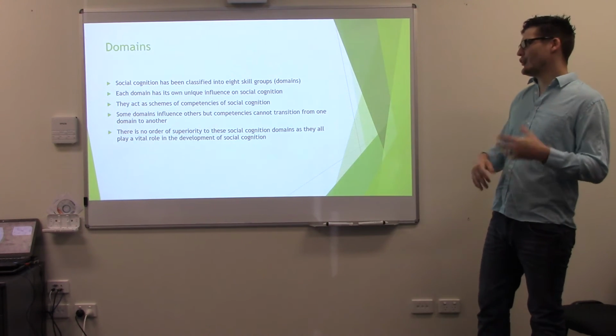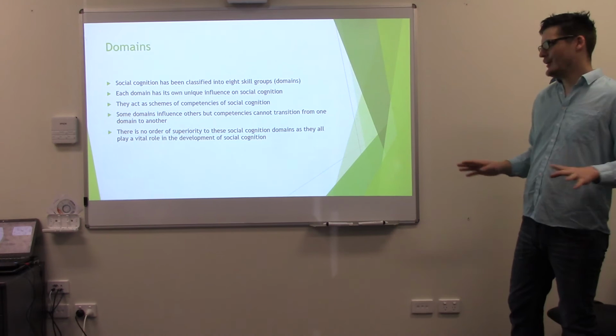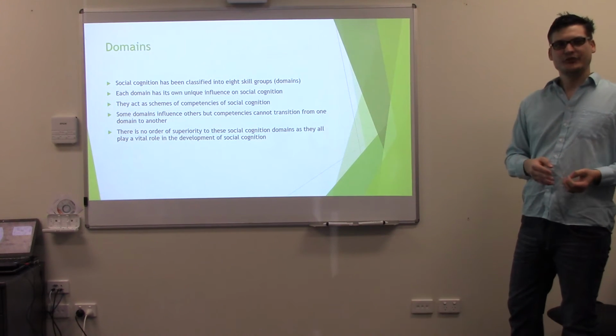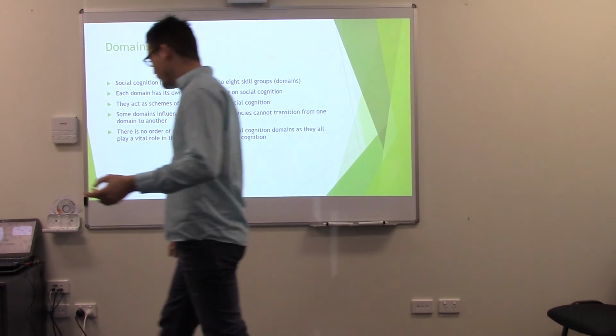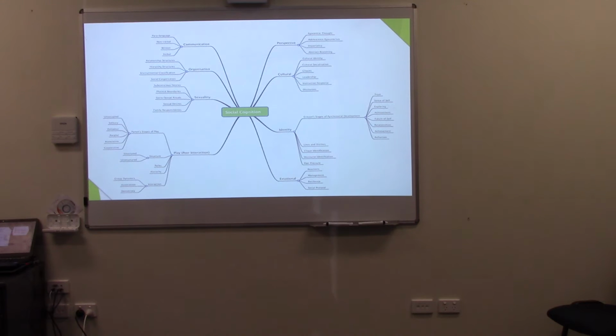Okay. So we also don't have any order of superiority to these domains. They all play a vital role in the development. So, what I'll do is just put it up here. This here is a mind map I have done up of the different domains and the areas of competency that we witness in social cognition. So we've got our communication, organisation, sexuality, play, peer interaction, perspective, cultural, identity and emotional. And we'll cover this a bit more in depth.